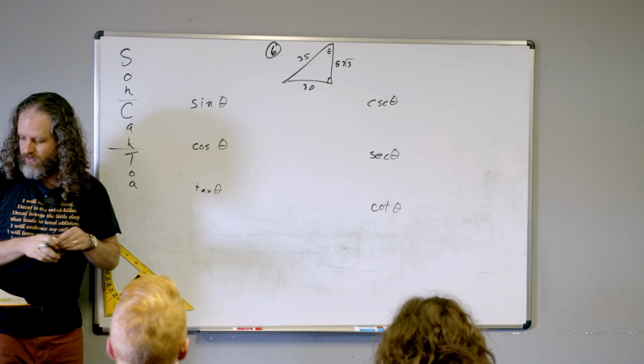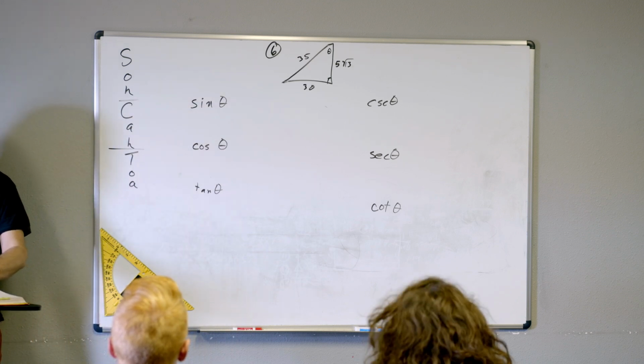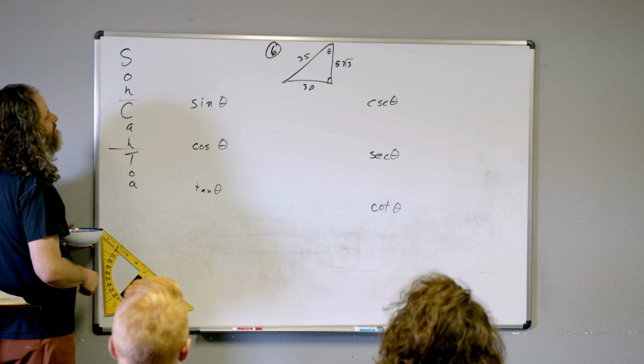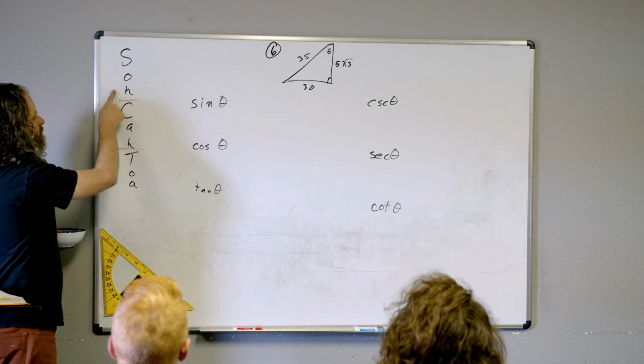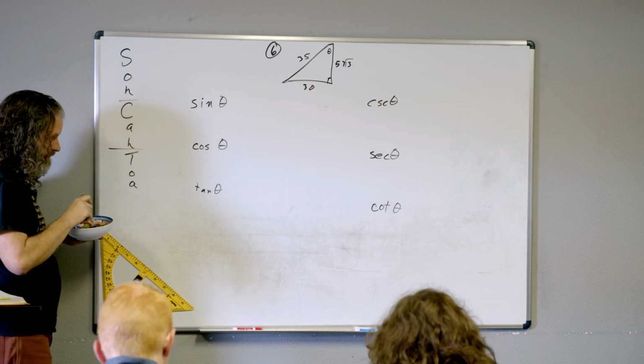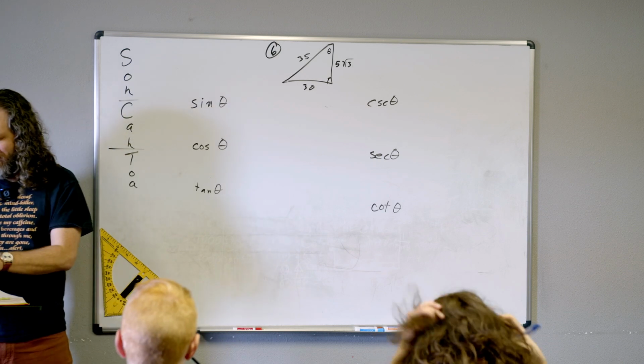So the sine is what over what? Opposite over hypotenuse. Oh, I see why that's helpful. Good.